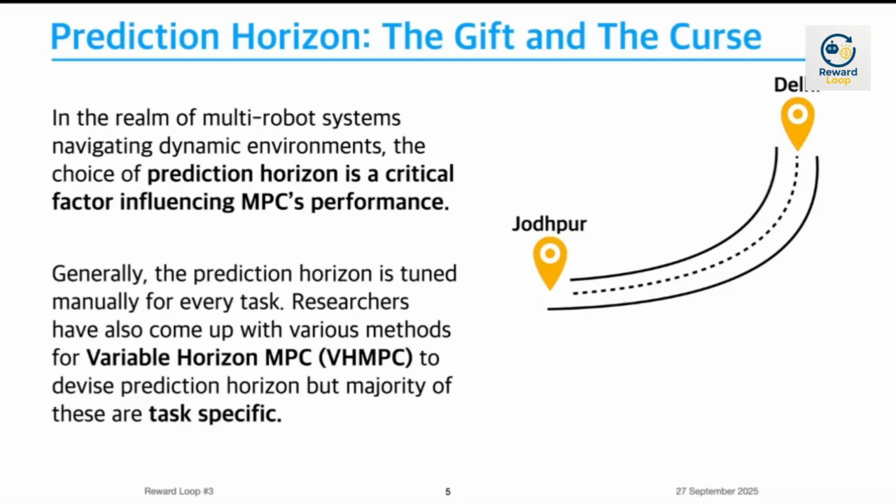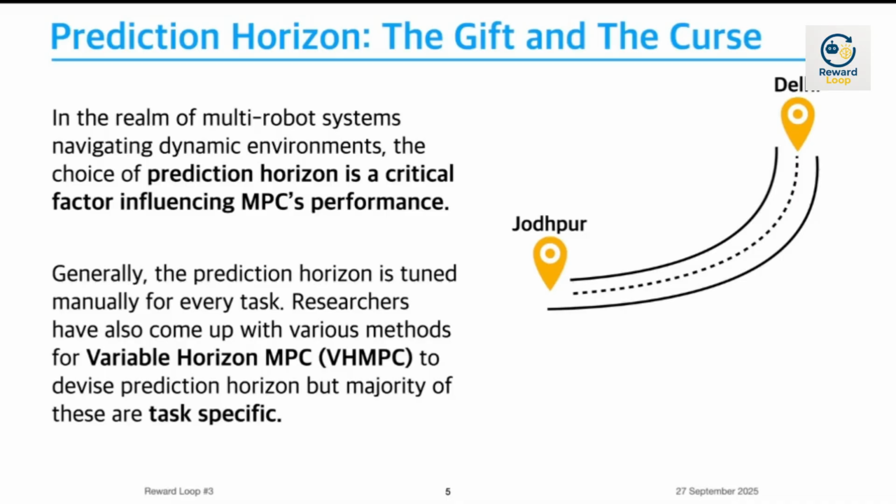And to deal with this, researchers came up with something known as variable horizon model predictive control. So they said that instead of having a fixed prediction horizon for the whole of the task, let's use a version of MPC where the value of prediction horizon is variable over the task.